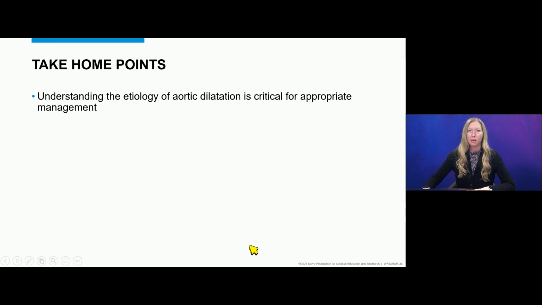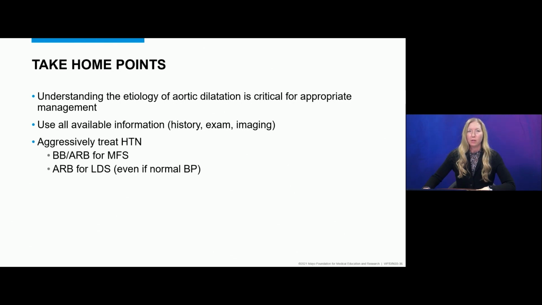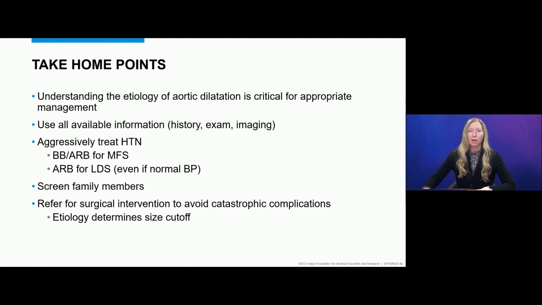So in summary, it's really important that we understand the etiology of aortic dilatation in order to appropriately manage the patients. We want to use all of the available imaging from our history, from our physical exam, and from our review of the imaging. We want to aggressively treat hypertension if present. Even if patients don't have hypertension, they might need therapy with either beta blockers if they have Marfan syndrome or an ARB if they have Loeys-Dietz syndrome. Don't forget to screen the family members, and then refer for surgical intervention in order to avoid complications, remembering that the etiology is going to determine when you refer for surgery.